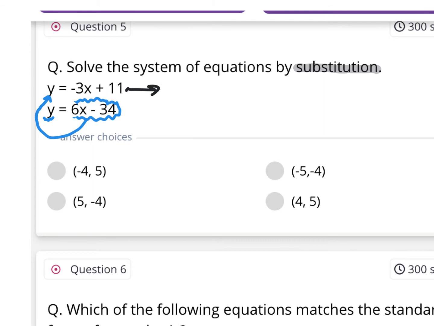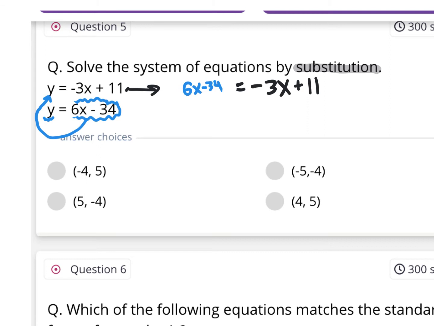All right, so instead of y, it's going to say 6x minus 34 equals negative 3x plus 11. Now, the parentheses are really not necessary. I just like to plug them in parentheses just in case there's something else out here that I need to distribute. There is nothing to distribute, so I really do not need those parentheses. I'm going to erase them now. So this is our equation.